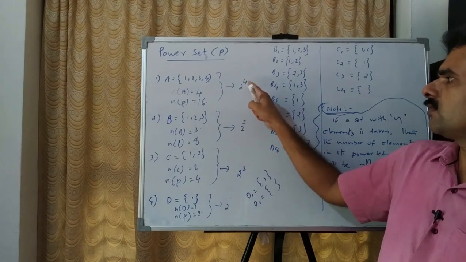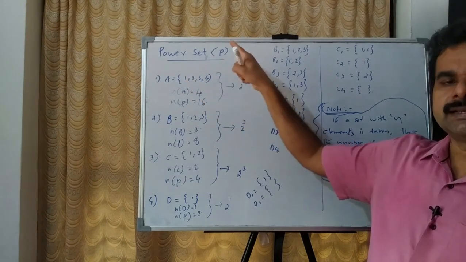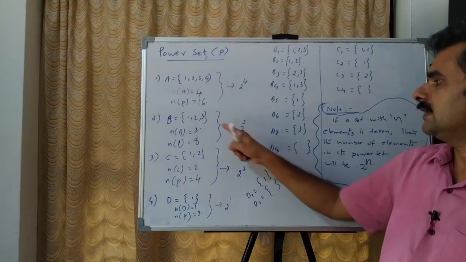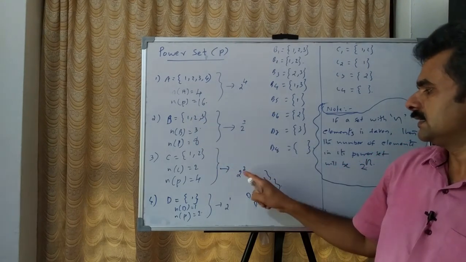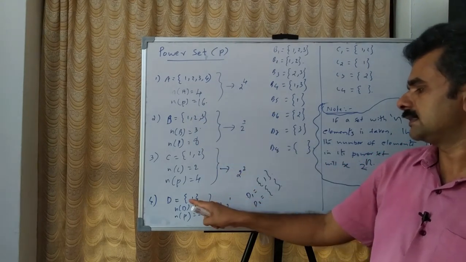From where we got 4? That is the number of elements in the given set. And this 3, yes, okay, the number of elements in the given set. This is 2, okay, the number of elements in the given set.